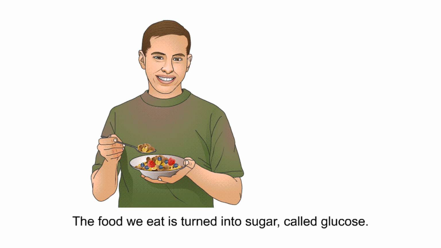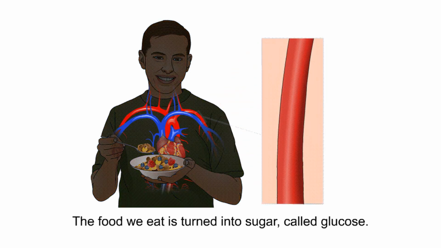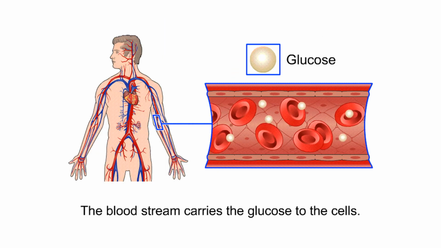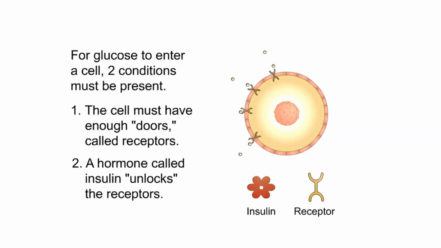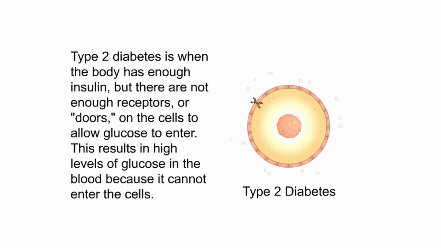Diabetes. The food we eat is turned into sugar, called glucose. The bloodstream carries the glucose to the cells. For glucose to enter a cell, two conditions must be present. 1. The cell must have enough doors, called receptors. 2. A hormone called insulin unlocks the receptors. Type 2 diabetes is when the body has enough insulin but there are not enough receptors or doors on the cells to allow glucose to enter. This results in high levels of glucose in the blood because it cannot enter the cells.